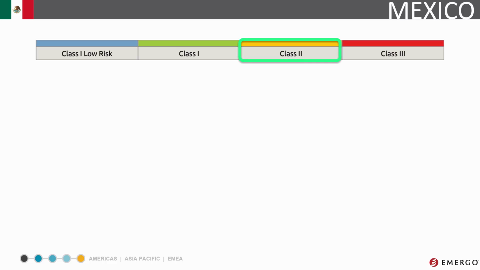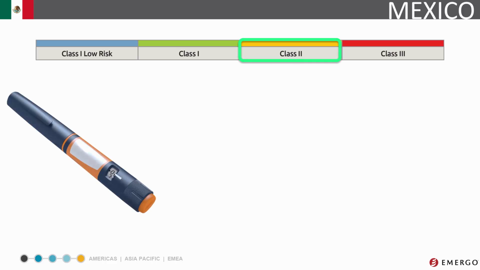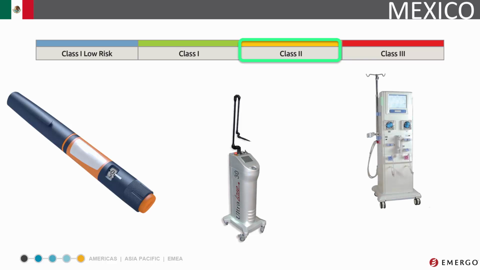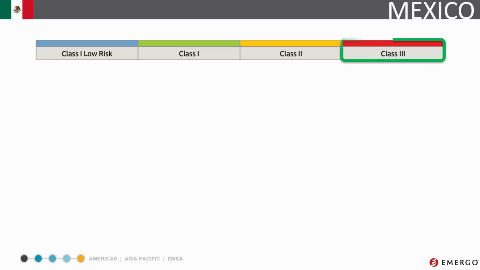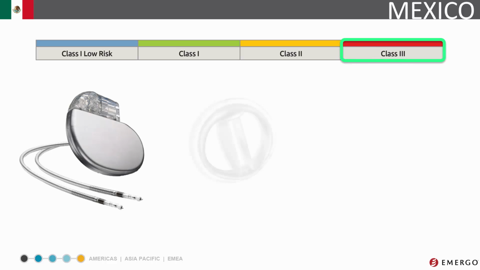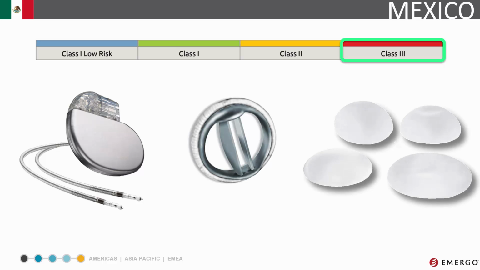Class 2 devices represent a higher amount of risk. Examples include insulin pens, laser scalpels, and dialysis machines. Class 3 are the highest risk. Examples include a pacemaker, heart valve, or breast implants.